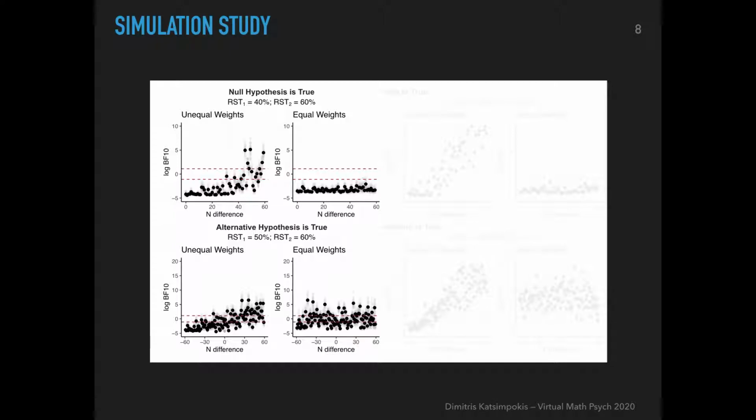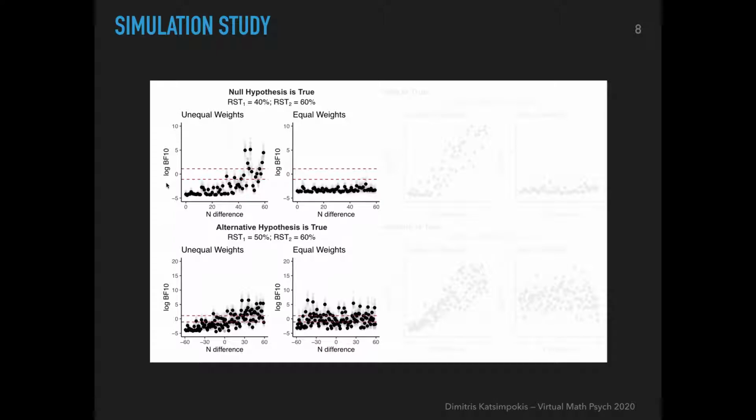Here you can see the result of a simulation we performed with realistic parameter settings of a population to observe the magnitude of the bias of the unequal weights RST model. Here you see two scenarios, one when the alternative hypothesis is true, and here when the null hypothesis is true in a simulated population. The x-axis represents the sample size difference of target competitor choices between the two choice sets, while the y-axis represents Bayes factors in favor of the alternative hypothesis.